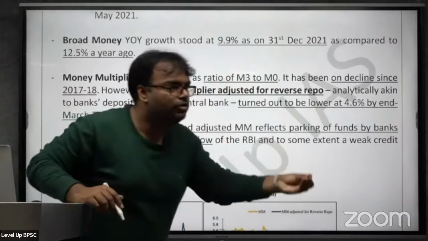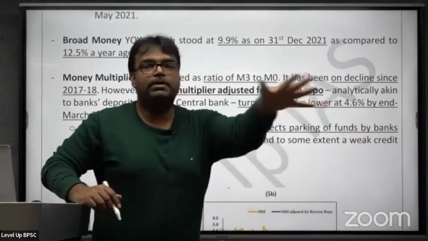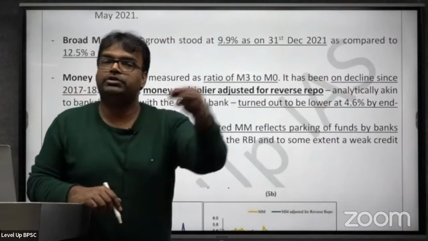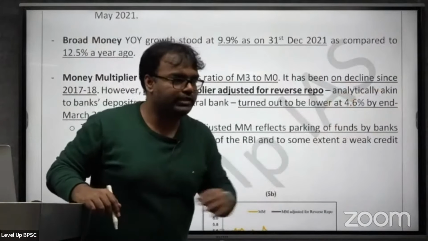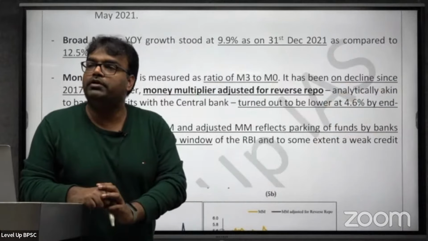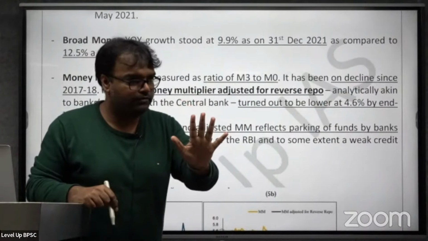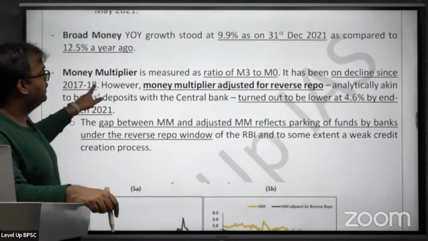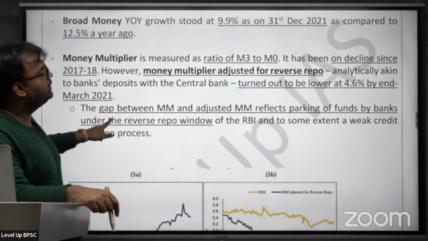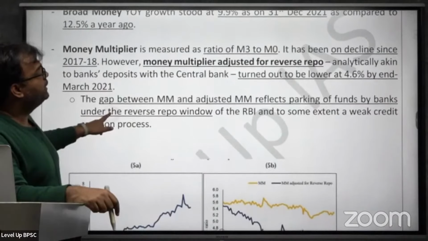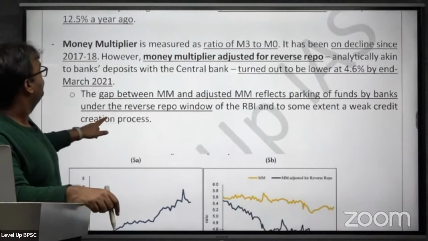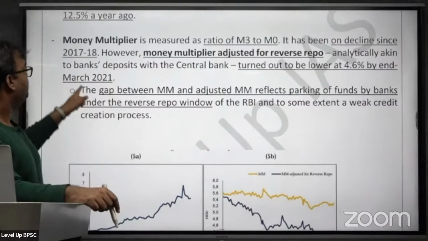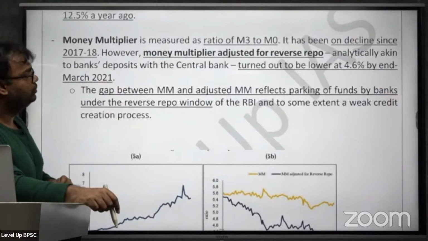RBI has introduced 100 rupees in the economy, but the money supply in the economy becomes, let's say, 500. Money is deposited in banks, loans are given to others, and so on. So what will the money multiplier be here? 5, right? If it is 500. So if we look at money multiplier adjusted for reverse repo, it turned out to be lower at 4.6% by the end of March 2021.